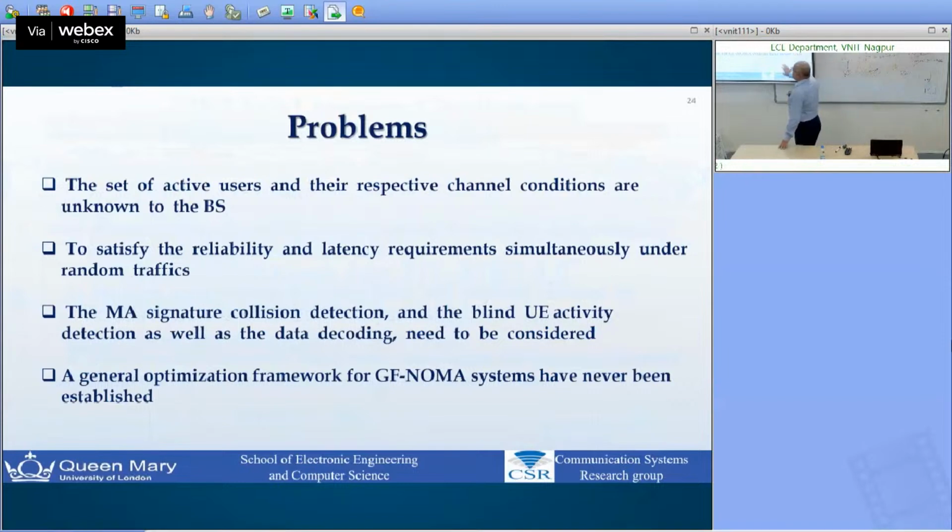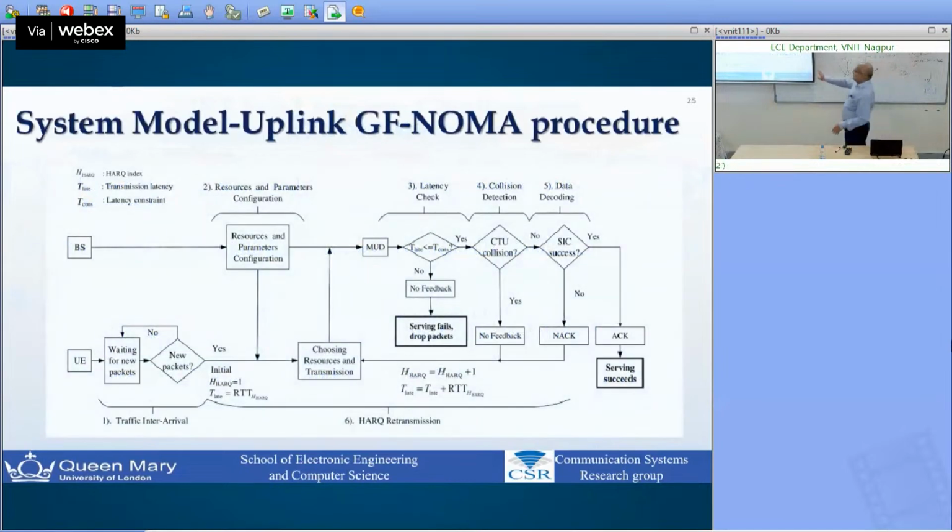So here another problem is, we have to consider the collision detection, the user activity detection. So everything we have to consider. So now the question is, here we don't have the mathematical framework. So this is what is happening in the uplink grant free NOMA.